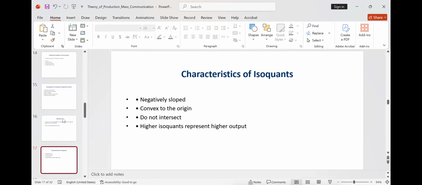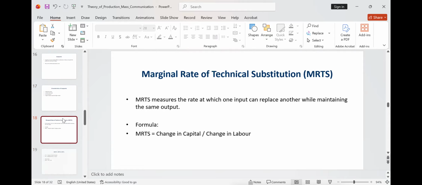Now, characteristics of isoquants. Isoquants are negatively sloped and they are convex to the origin. Isoquants do not intersect. In other words, isoquants are production curves, and higher isoquants represent a higher output level.